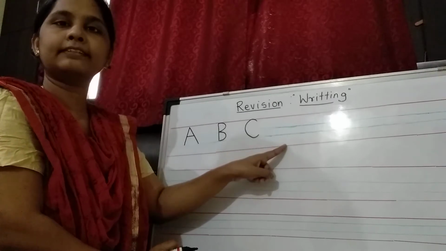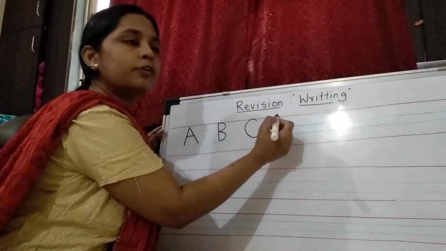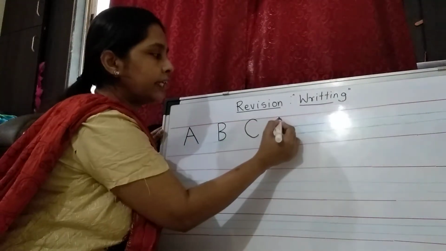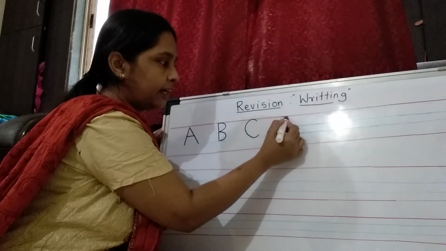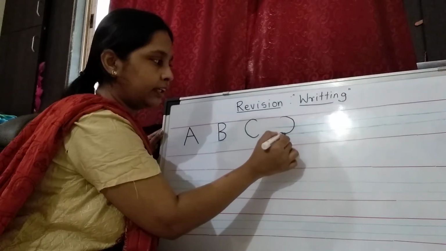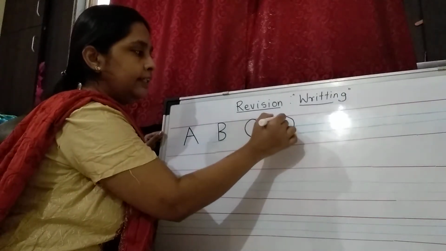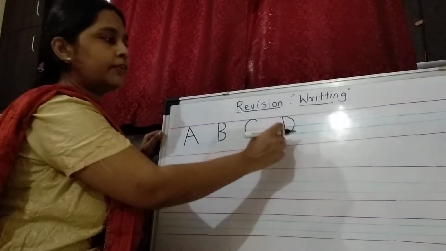Now we have to move to our next letter. After C, next is D. Okay. So now use a half circle outside. Keep your pencil on the red line and go outside, outside half circle, and a standing line. After D, next is?